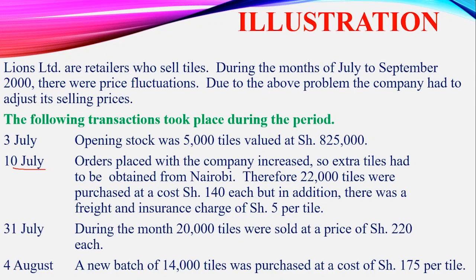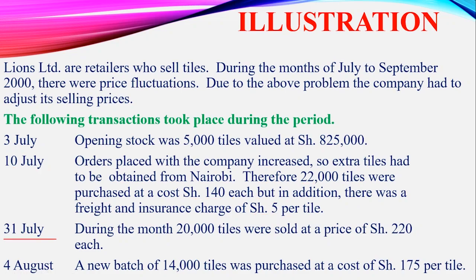Then on 10th of July, orders placed with the company increased, so extra tiles had to be obtained from Nairobi. Therefore, 22,000 tiles were purchased at a cost of 140 each, but in addition, there was a freight and insurance charge of 5 shillings per tile. It means that these tiles were bought at 140 shillings, but with extra charges of 5 shillings, the total price of one tile came to 145 shillings, and they bought 22,000 tiles.